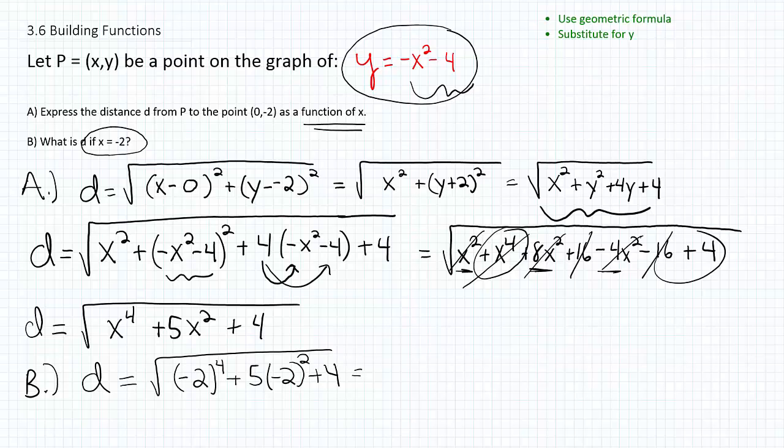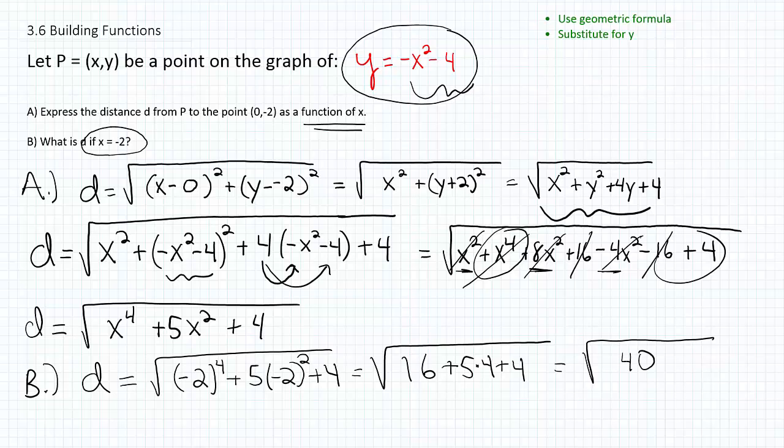And of course, when you evaluate that, you'll have -2 to the fourth, which is 16. Remember, the negative will become positive because of the even power. Then you'll have 5 times -2 squared. Well, that's the same as 5 times 4, or in other words, 20. And then we'll have plus 4. All right, so that gives us a final answer here for the radical of 16 plus 4, which is 20, plus 20. That gives you 40.